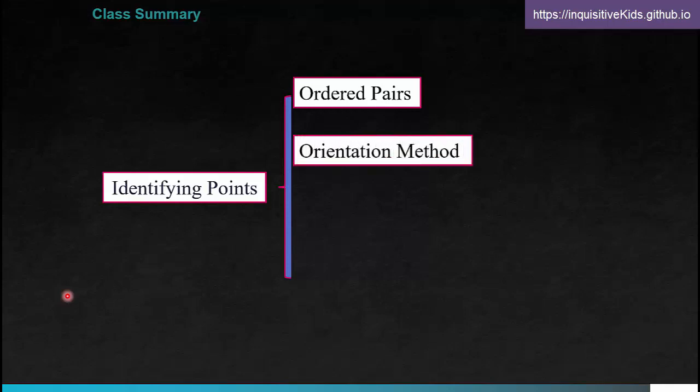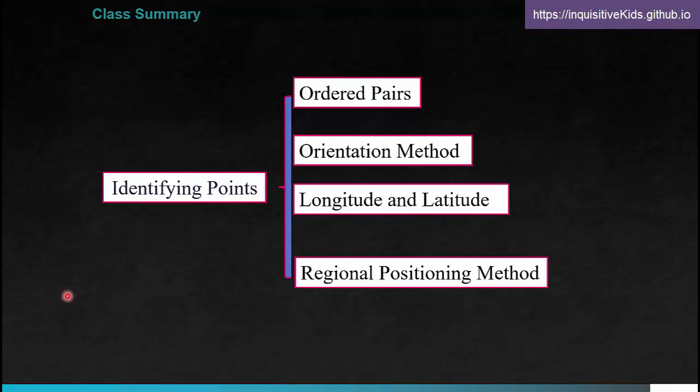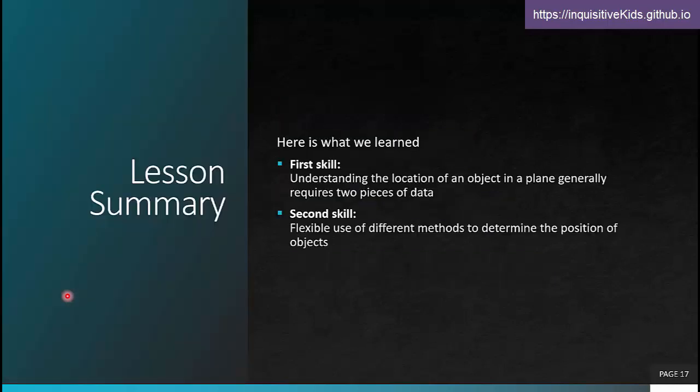Class summary. So here we learn how to identify points, and we learn how to do it with ordered pairs, the orientation method, and longitude and latitude. We also learned about the area positioning method. Here are the 2 skills we learned today as a review to what we covered at the very beginning.